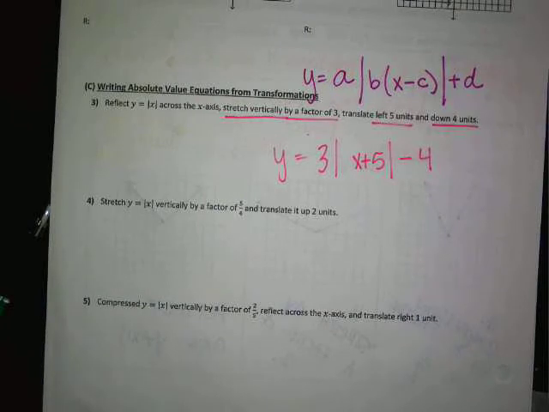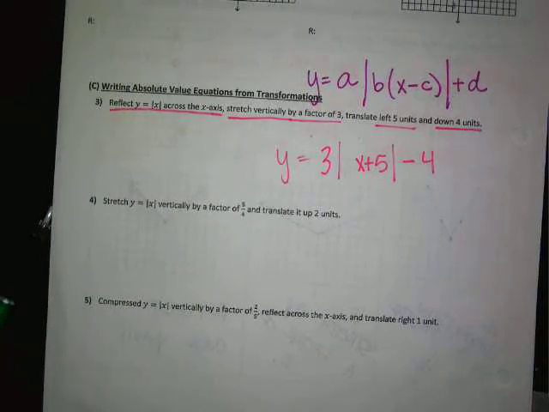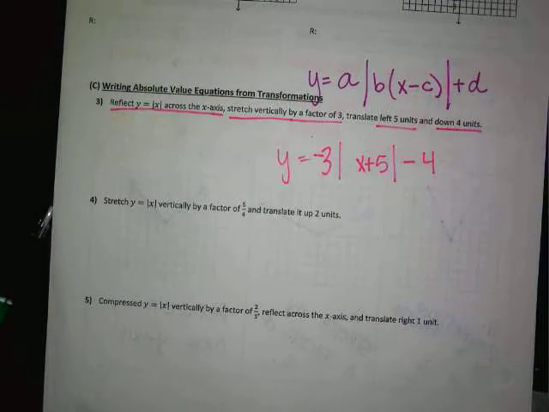And then the last part, reflect across the X. If you reflect across the X, is your graph changing? Yes. So where is your negative sign going to go? In front of the 3. So there's no B.